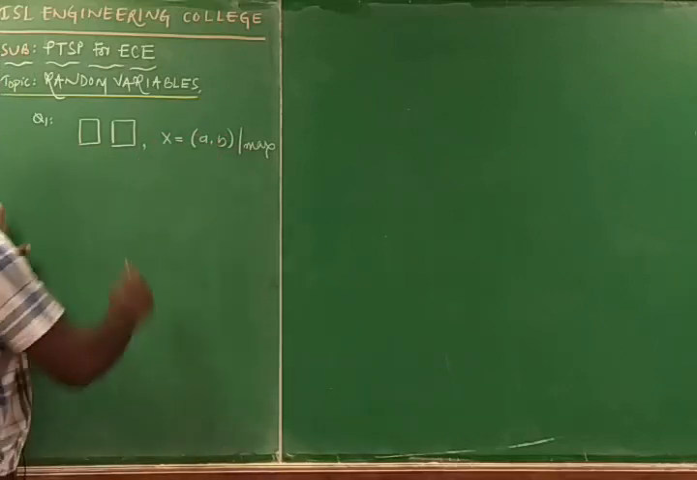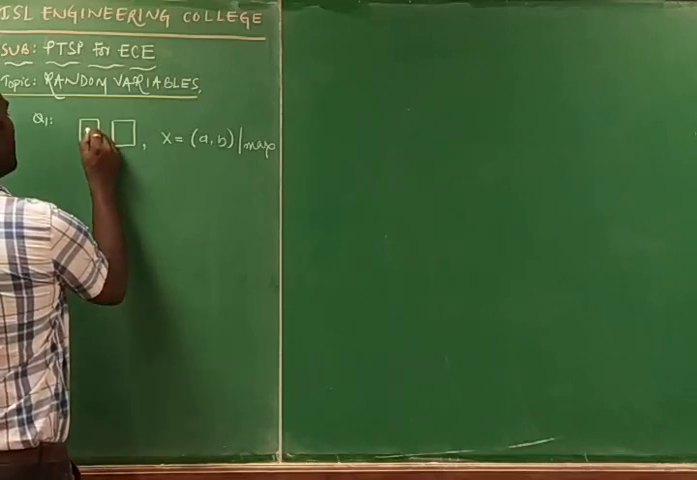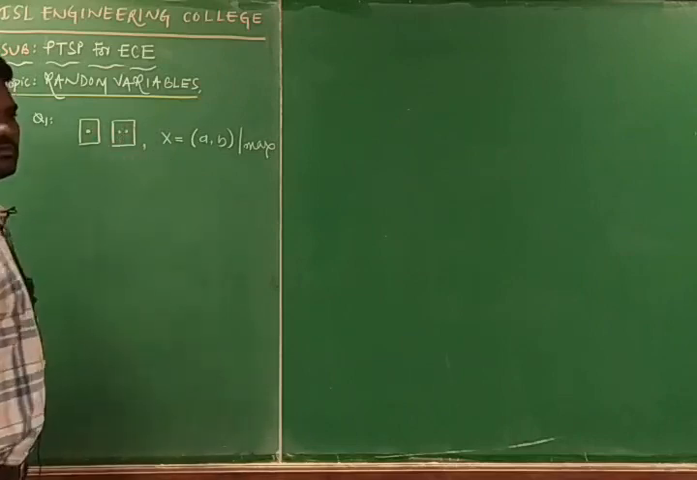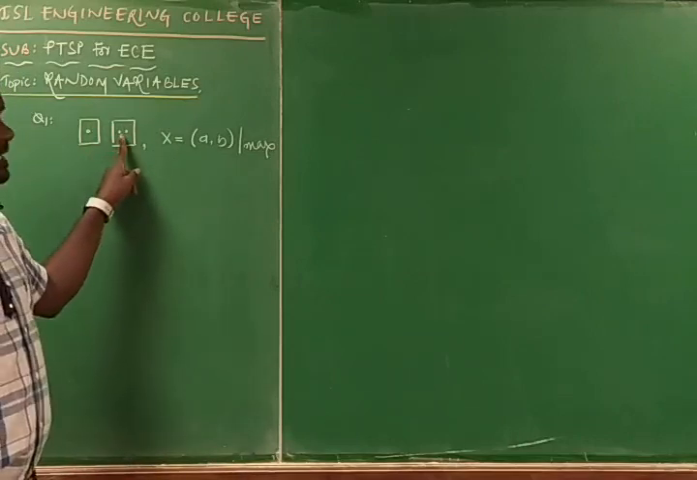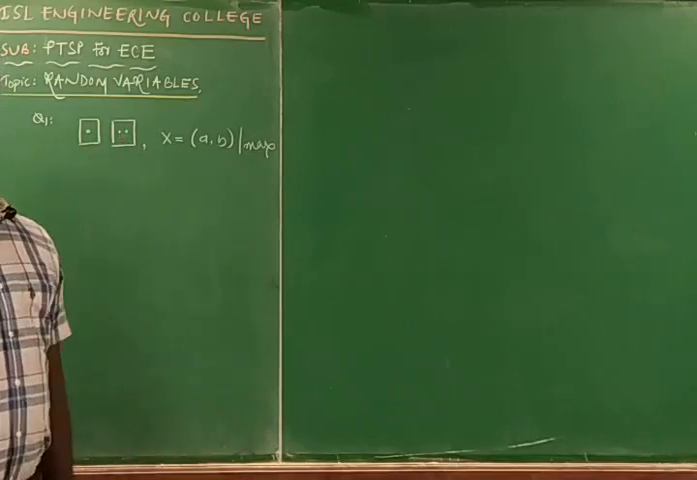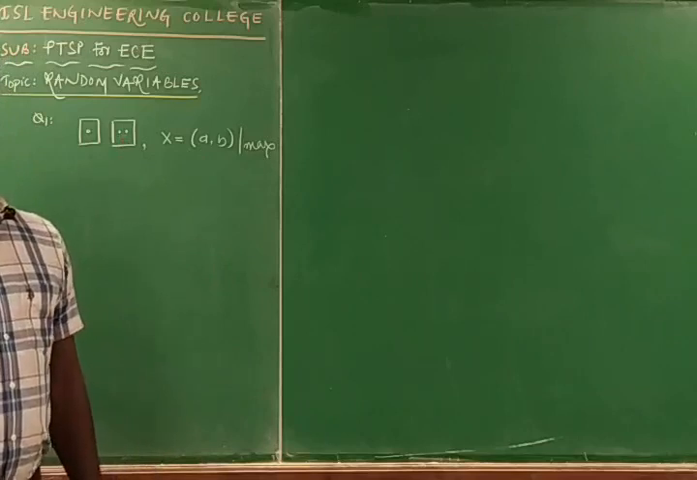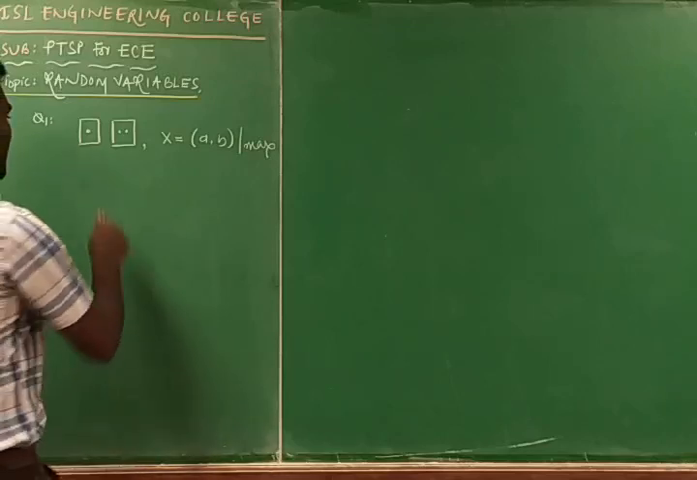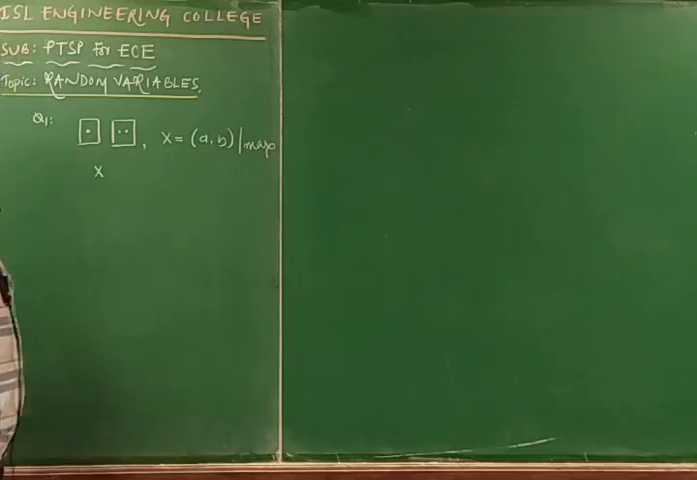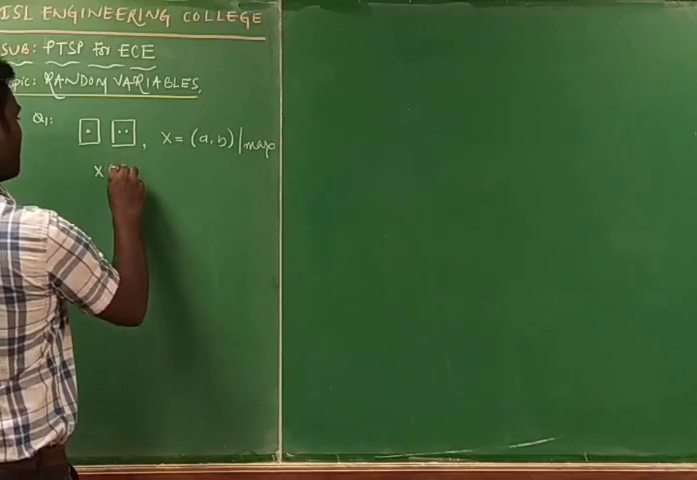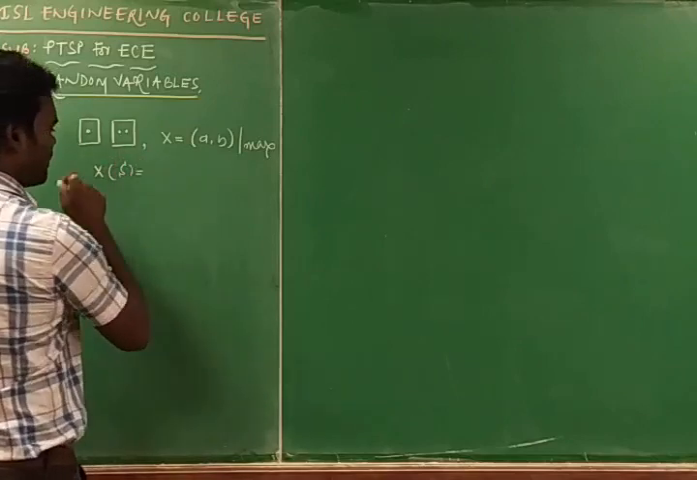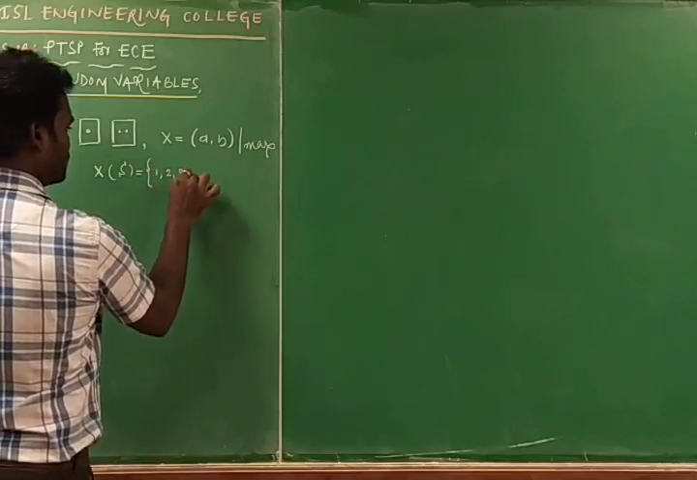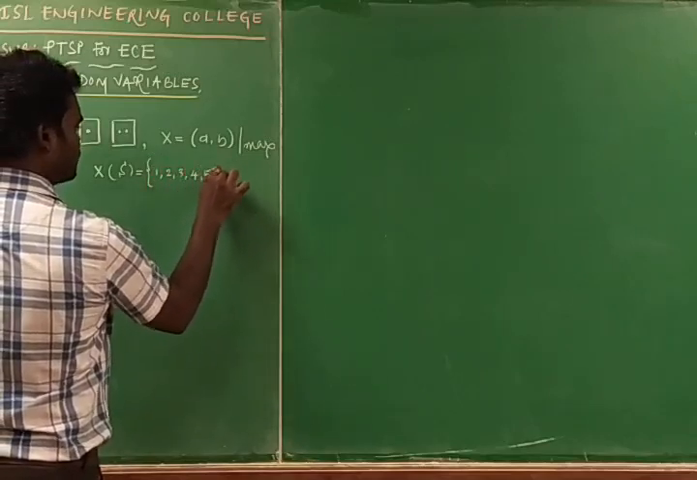For example, here I am getting 1 on one die and 2 on the other die. So 1 plus 2 will be 3. We need to get the probability of getting a total sum of 3. And here X is defined as X of S, that means the total sample space of the random variable, which may be 1, 2, 3, 4, 5, 6.